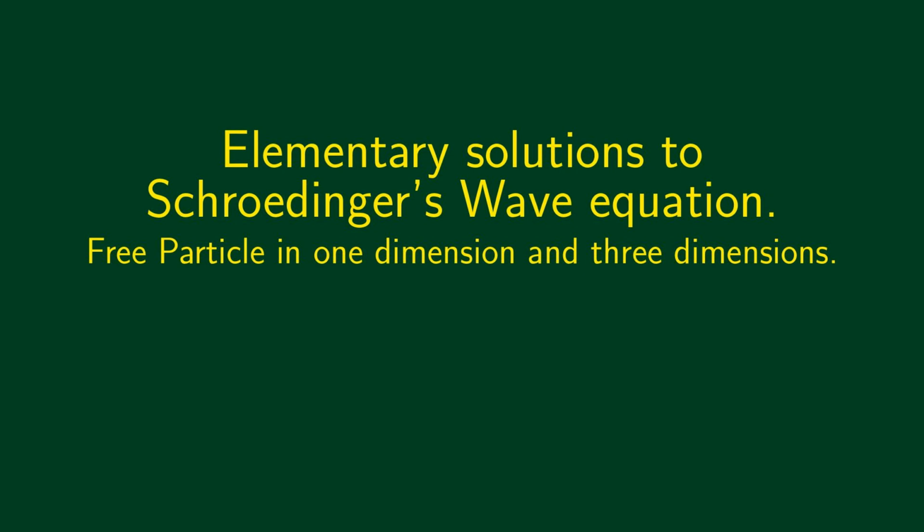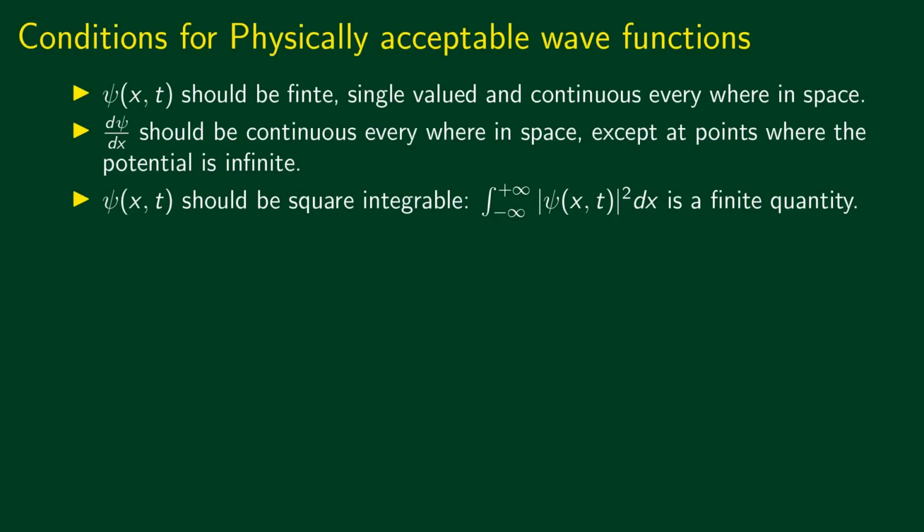Let's now look into some elementary solutions to Schrodinger's wave equation. The first problem we'll discuss is the free particle in 1 dimension and 3 dimensions. Now, before going into that, let's look at the conditions for physically acceptable wave functions.